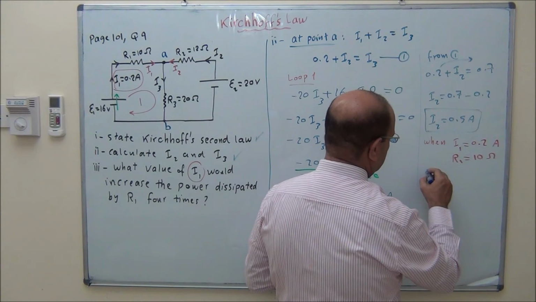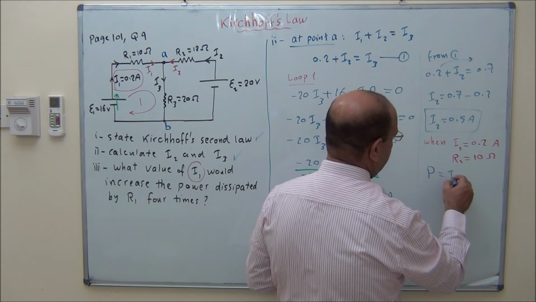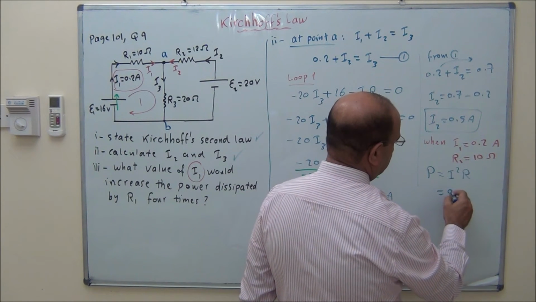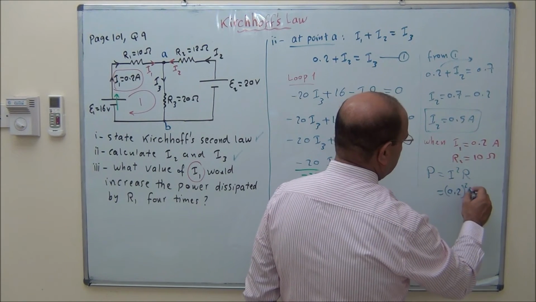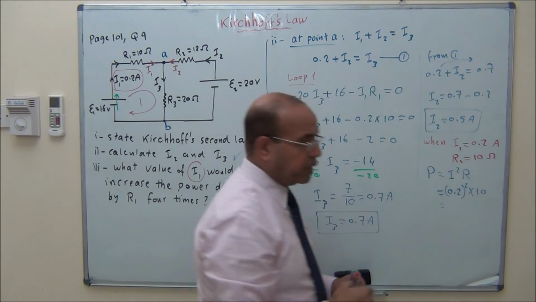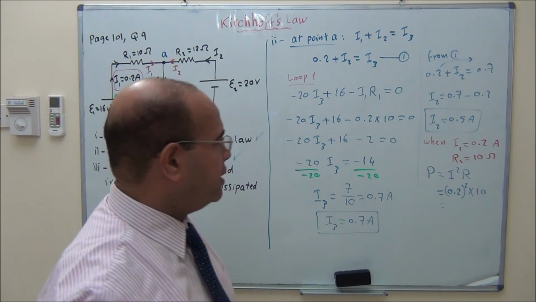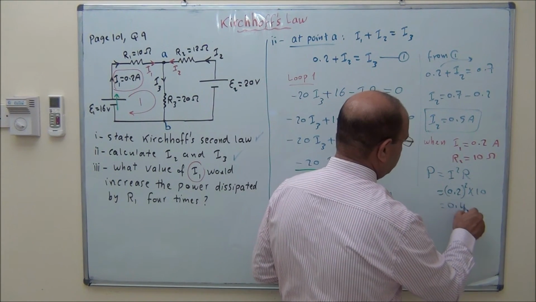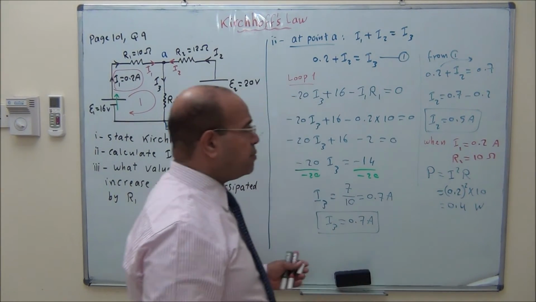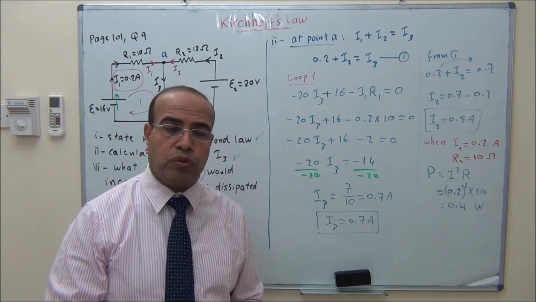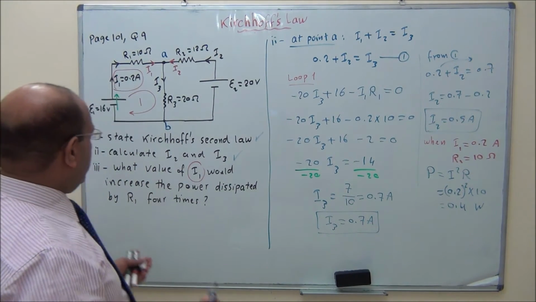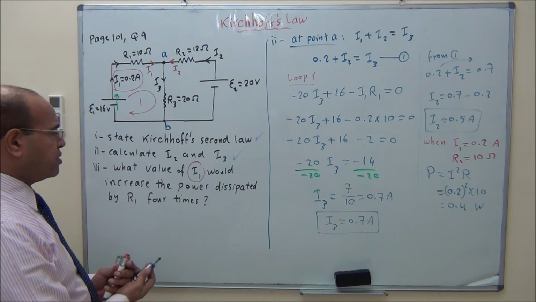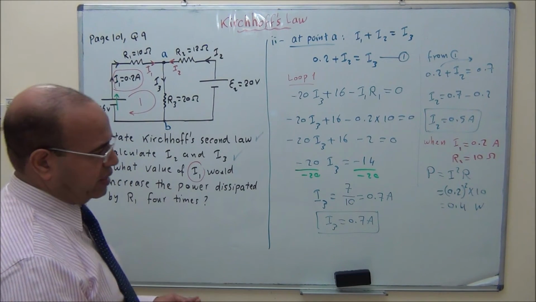The power now equals I squared times R. So it is 0.2 squared multiplied by 10. Use the calculator to get this answer. Answer is 0.4 watt. This is the power when I1 is 0.2 and the resistor is 10. He said what value of I1 would increase the power dissipated by 4 times.